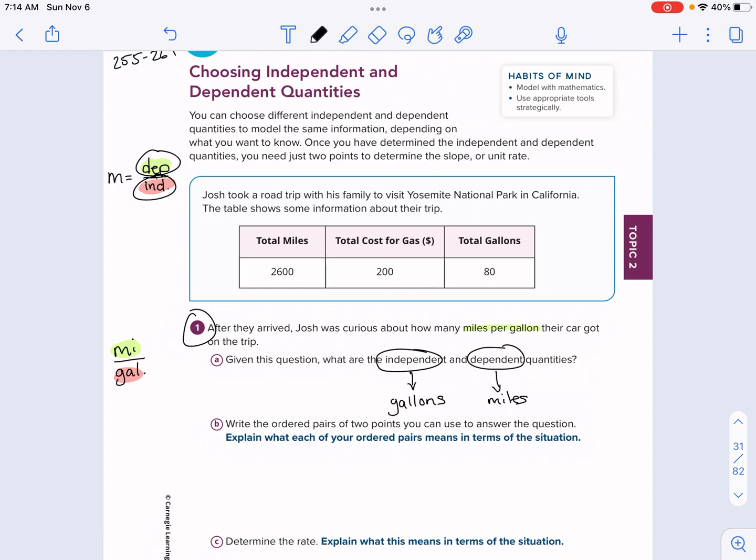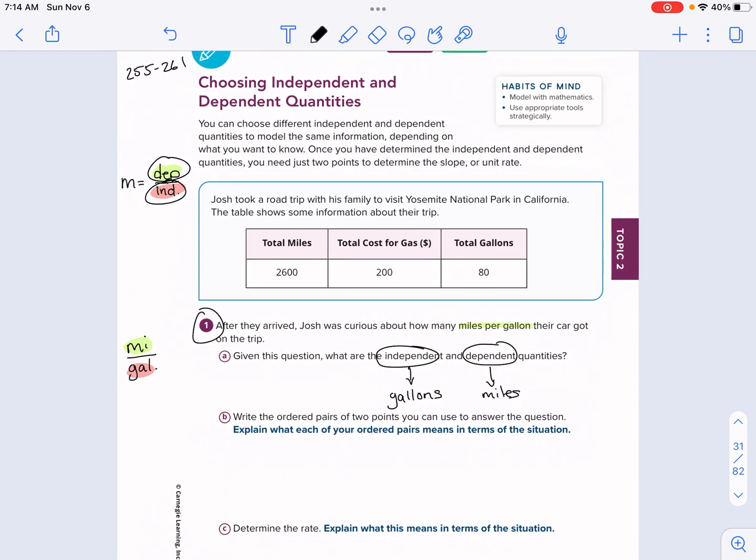For number 1B, we're going to write two ordered pairs given the information that we have, and then we'll also talk about the meaning of those ordered pairs. When we write an ordered pair, typically we'll start at 0. So in this case, I'd like for you to put the coordinate 0, 0. How do we interpret this? This is 0 gallons for 0 miles. This is just us barely starting our trip.